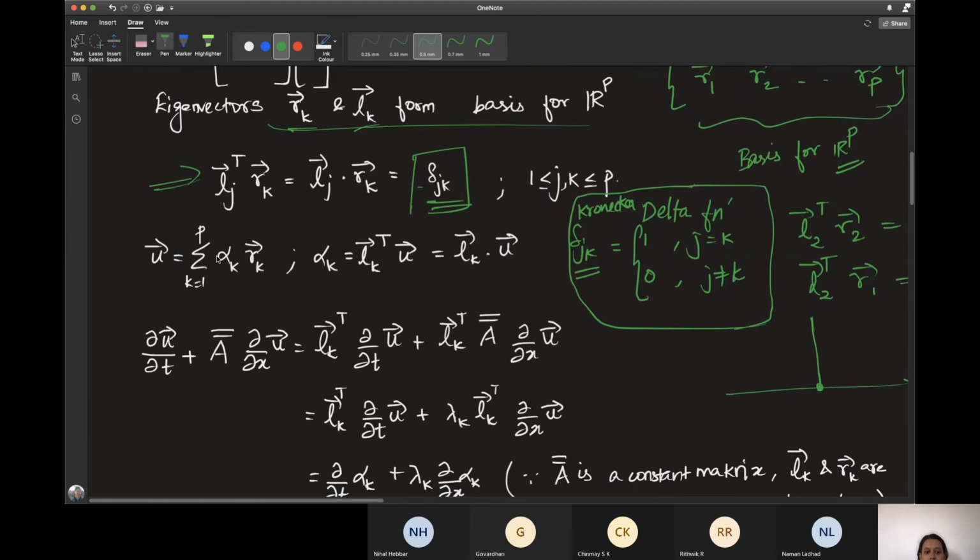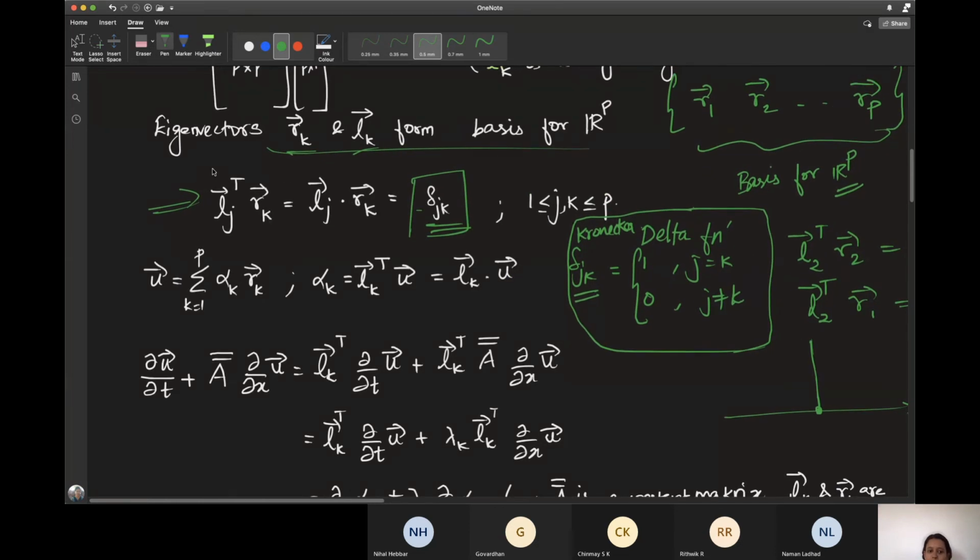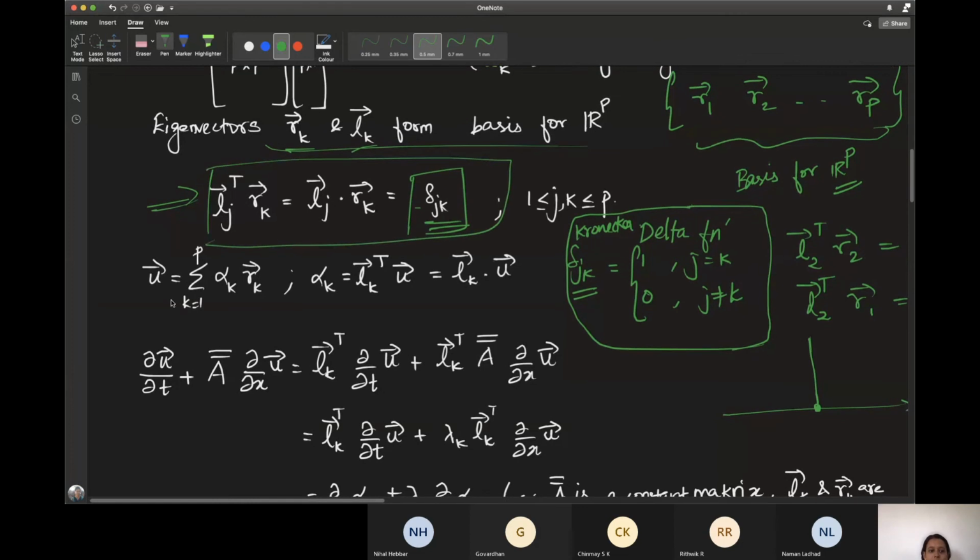Now because of this property that we have, it is possible for us to write something like this. You just take a dot product of the eigenvector with the conserved variable vector. Both of them have p components. So just take a dot product and you will get some scalar value. That will be alpha k, and your u vector can be expressed as something like this.